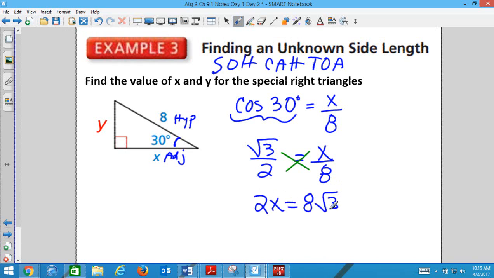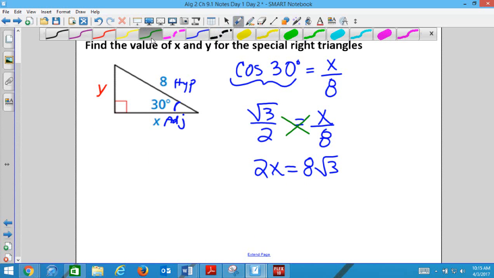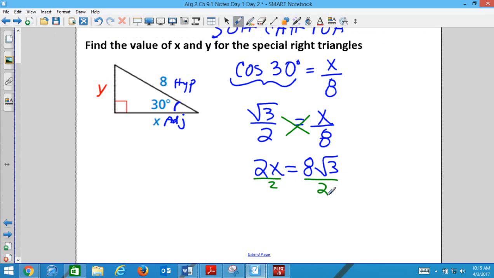Now we have to remember our radical rules, our square root rules. You cannot multiply the 8 and the 3 together. The 8 goes outside. And then what do I have to do to get x by itself? When I divide by 2, I can only divide the 8. I can't divide the radical by 2. So x equals 4 radical 3. Radical 3, yes. There you go.